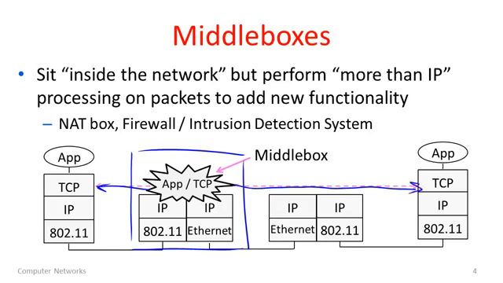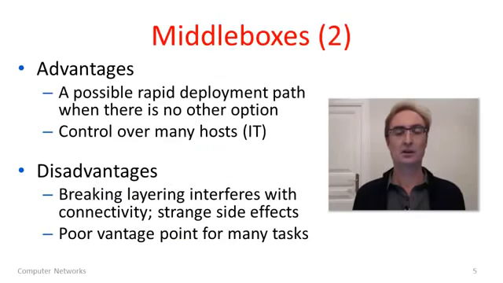The reason for middle boxes is that people use them to add new kinds of functionality. So a NAT box is one example, and we'll see exactly what a NAT box does just in a short while. There are other middle boxes you might have come across too. A firewall is an example of one, and an intrusion detection system. So to understand more about why we have these middle box devices, let's talk about their advantages and disadvantages. They have some very strong advantages and very strong disadvantages, so they're quite controversial.